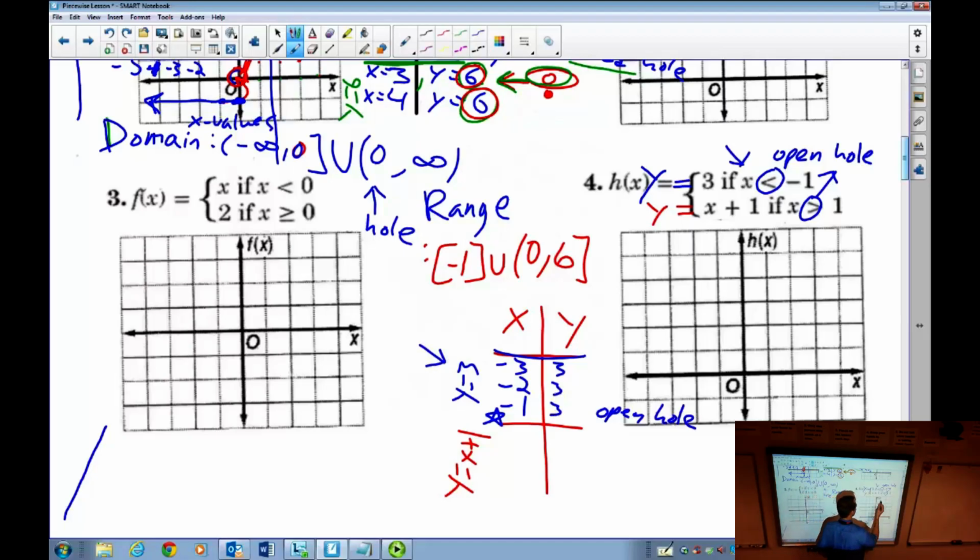Okay, then y equals x plus 1. Now we want to choose values. Its boundaries are all numbers, right? So numbers that are greater than 1. Not -1, greater than 1.